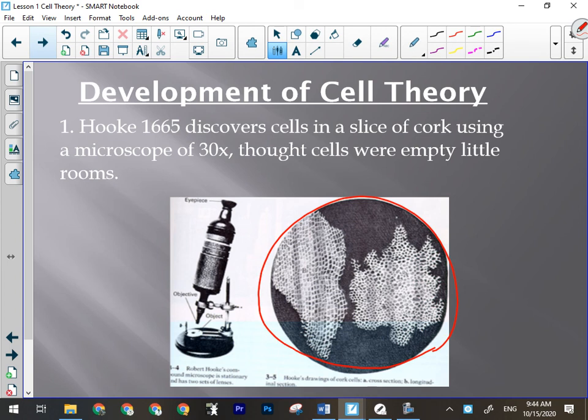Okay, that's why he called them cells. But he discovered the basic unit of life by playing around with lenses, doing a physics experiment. So Hooke discovered cells. Okay, so he's a big deal.